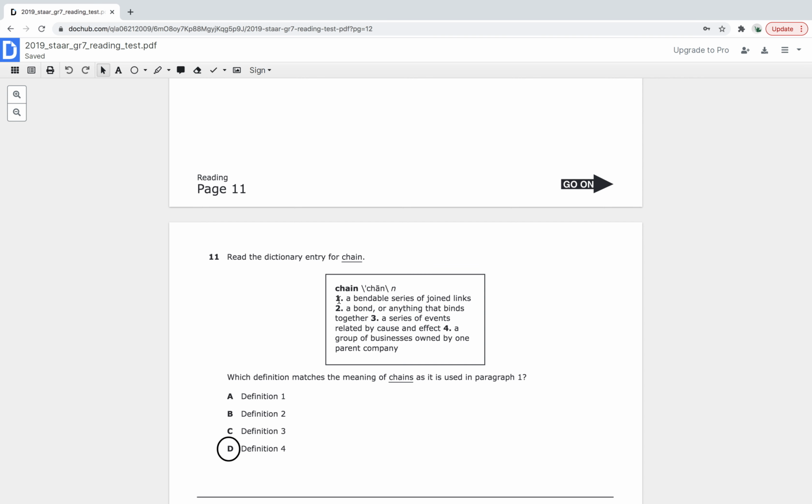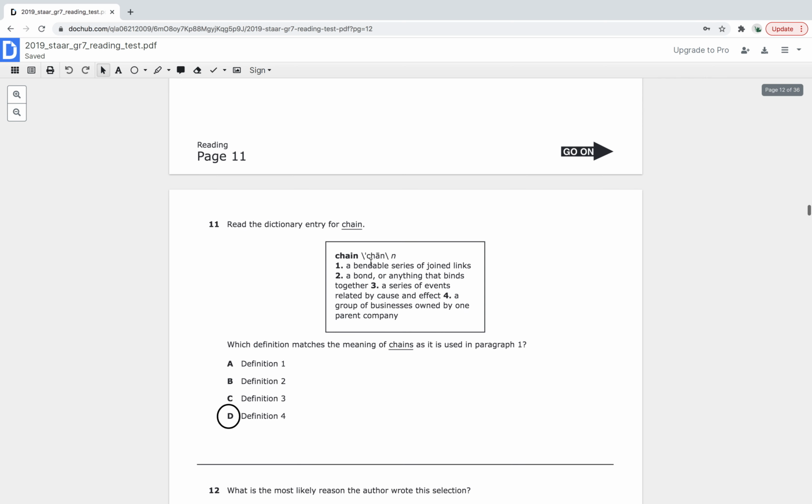Okay, this definition of chain is literally the chains that hold people in prison cells and stuff. Because it's bendable, it's joint links. We're not talking about that.